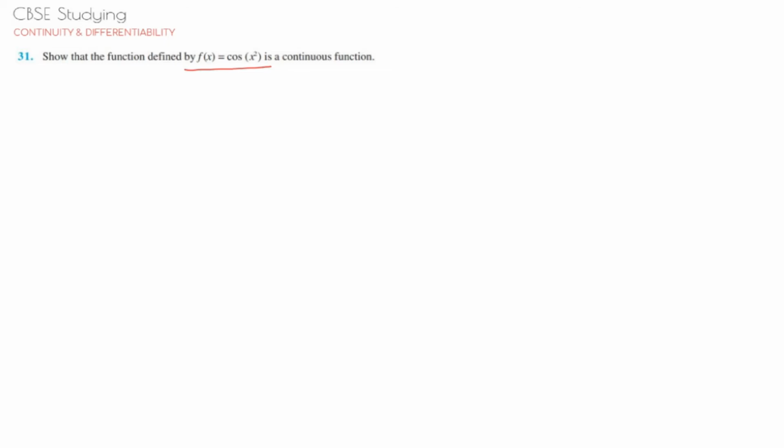Notice how I'm reading this function. f of x is equal to cos of x squared, not cos x squared, right? What does this mean? This means that every time a function is given to you in this format, it is a composite function. Now let me give you a little bit of an introduction to composite functions.